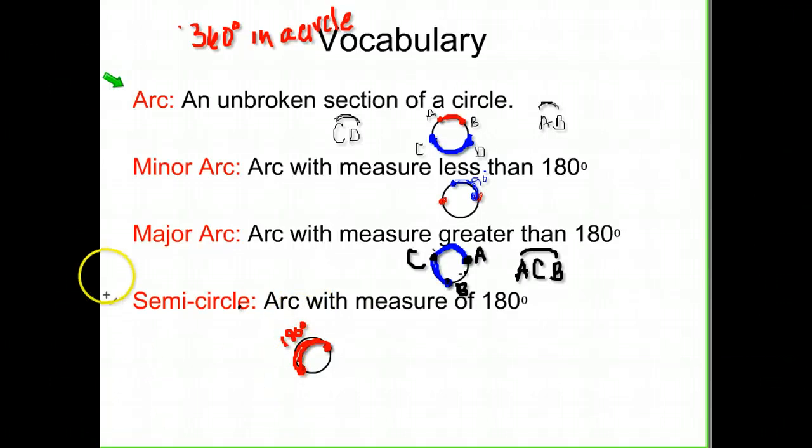Okay, so you want to have these in your notes. Again, the basics of an arc. It's a section out of the outside portion of a circle. A minor arc is smaller than half, or smaller than 180. A major arc is more than 180 and has 3 letters in its name to tell you to go the long way around. And a semicircle is half a circle, or 180 degrees.